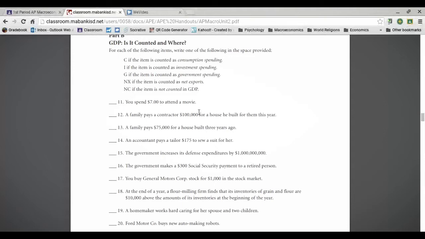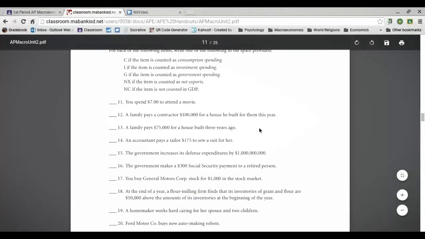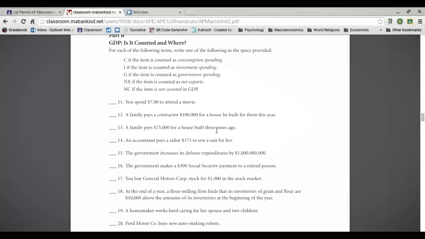Number 12, a family pays a contractor $100,000. So that is a house. Even though a family is purchasing it, it's not a consumption. There are 2 things that we as consumers buy that are actually considered an investment expenditure as opposed to consumption. That's a new house and education. So in this scenario, number 12 is I for investment spending because it's a new house for this year. Well, 13 is a house that they paid for 3 years ago, and so it's not counted. It counted 3 years ago, but it's not counted now. So it's NC for not counted.